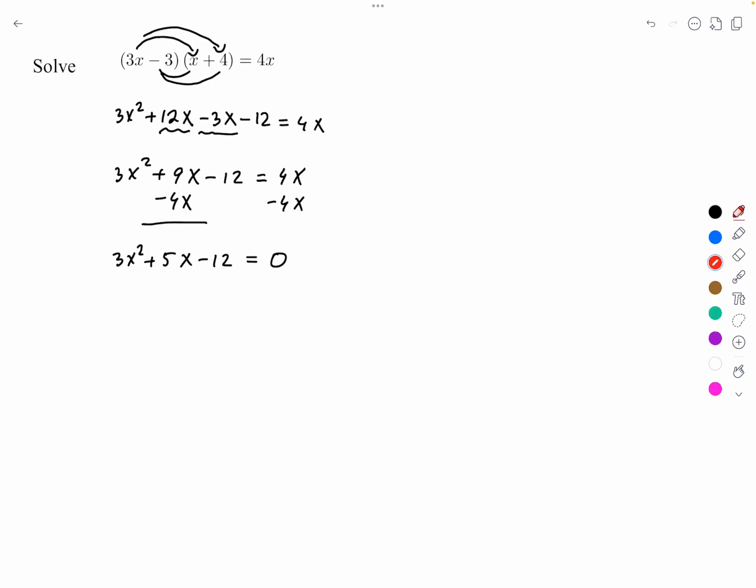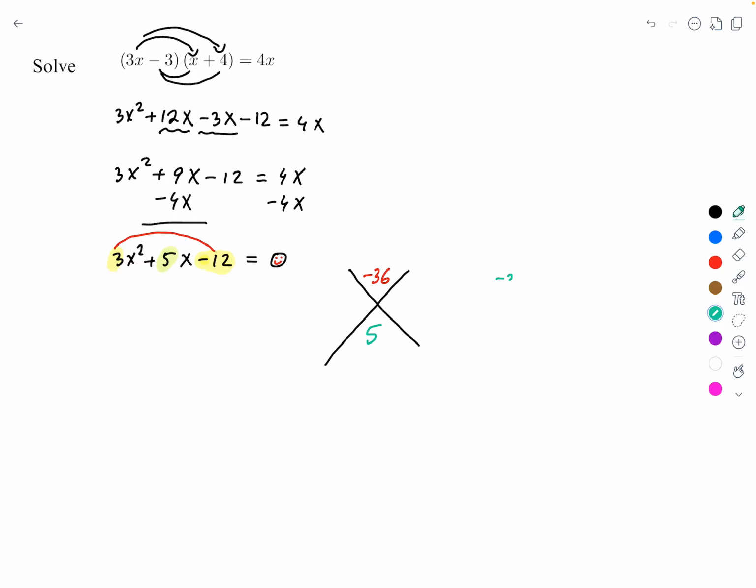So now I have the 0 on one side that agrees with my zero product property, and so the next step is to make a product. So remember, that means that I need to use that big X. We do the A times the C, right? So A is 3 and C is negative 12, and we have to multiply those two. And I get negative 36, and B is 5, so we have the sum of 5. So what two numbers multiply to negative 36 and add to 5?